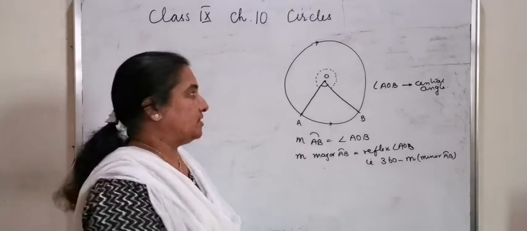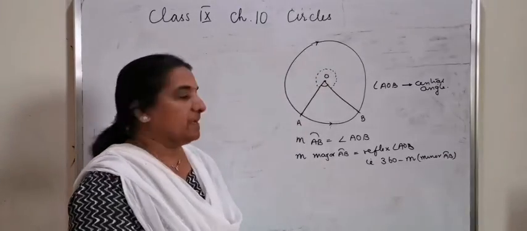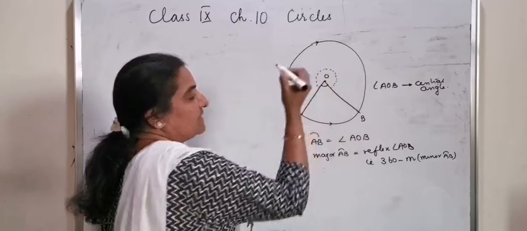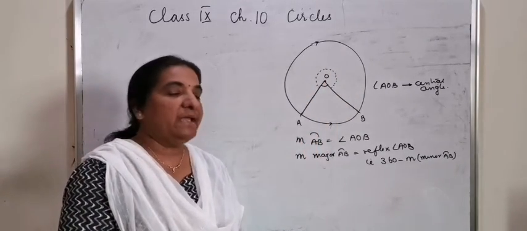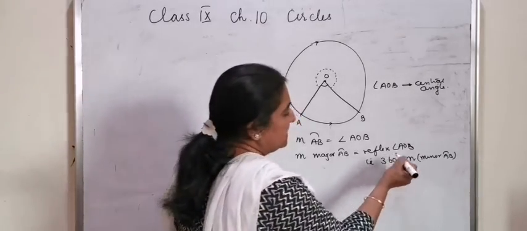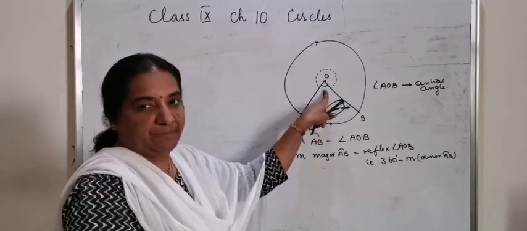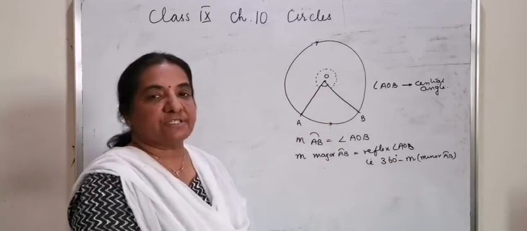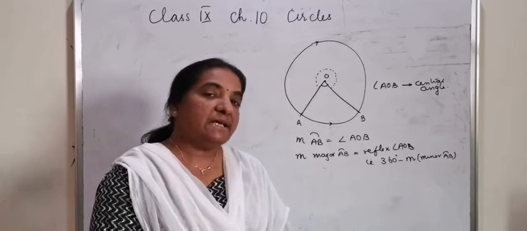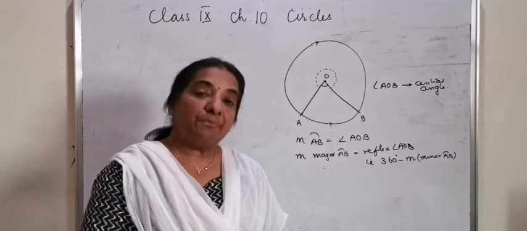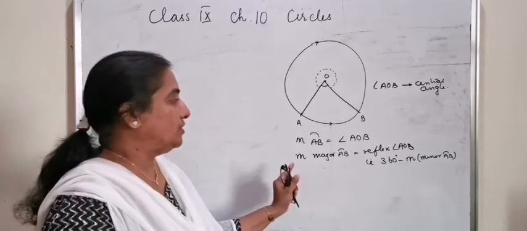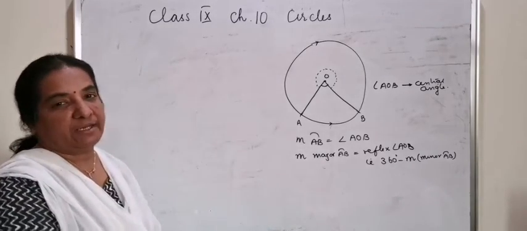So what will be the measure of major arc AB? We call it reflex angle AOB, and it is calculated as 360 degrees minus the measure of the minor arc AB. As the angle at the center of a circle is 360 degrees, reflex angle AOB is always 360 degrees minus the measure of minor arc AB. That is the basic knowledge on the measure of an arc.